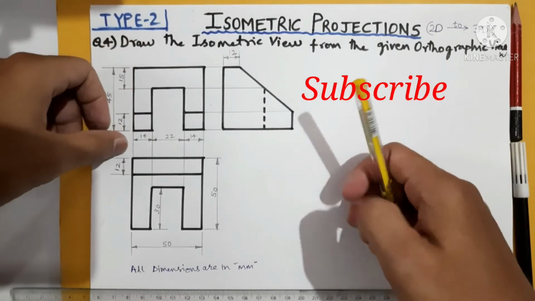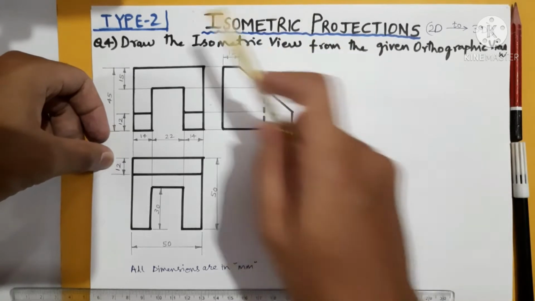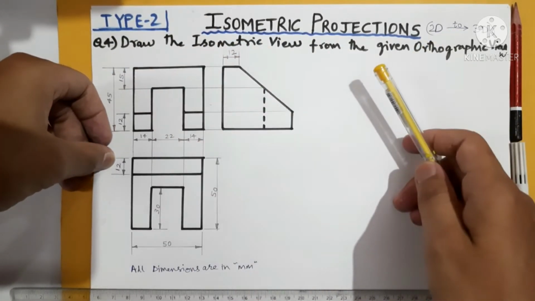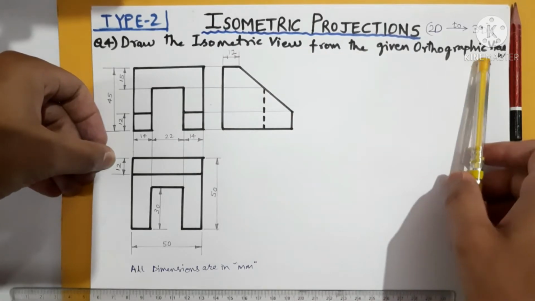In this video we will see the isometric projections of solids, where we are discussing type 2. This is the fourth problem. Let us see what the question says. Draw the isometric view from the given orthographic view.